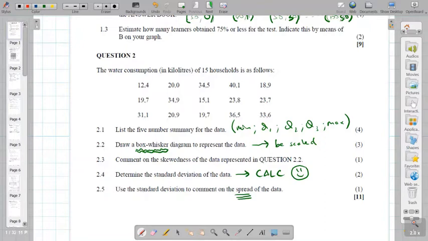So what can we say? If the standard deviation is larger, then the spread of the data will be wider. We can say that, or we can say the range will be bigger. There will be much more difference between the maximum and minimum values. So the spread will get wider if standard deviation is big. So that's what we will say.